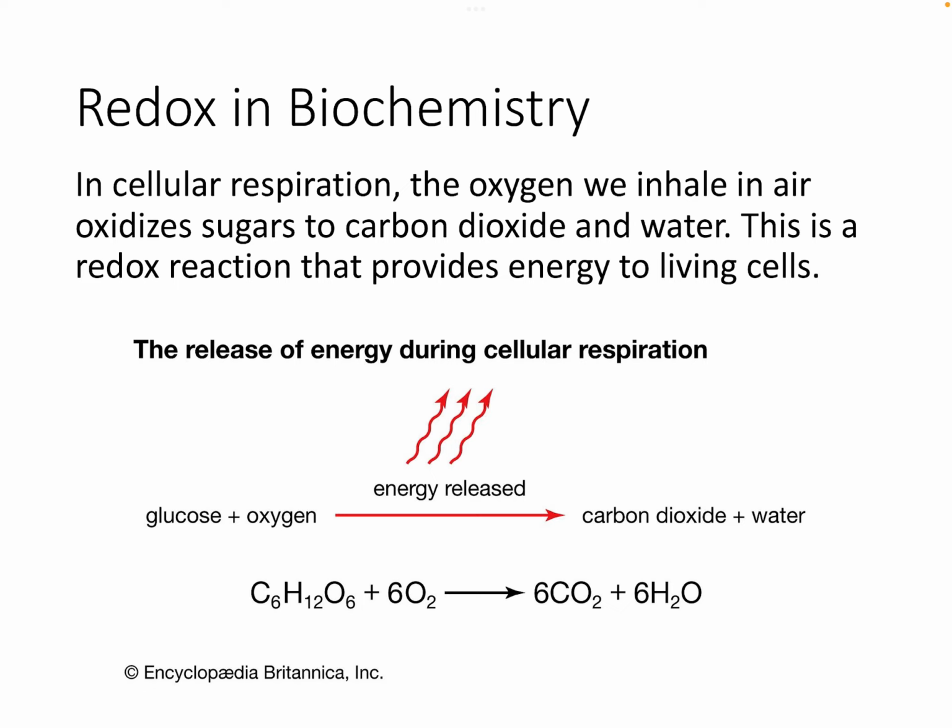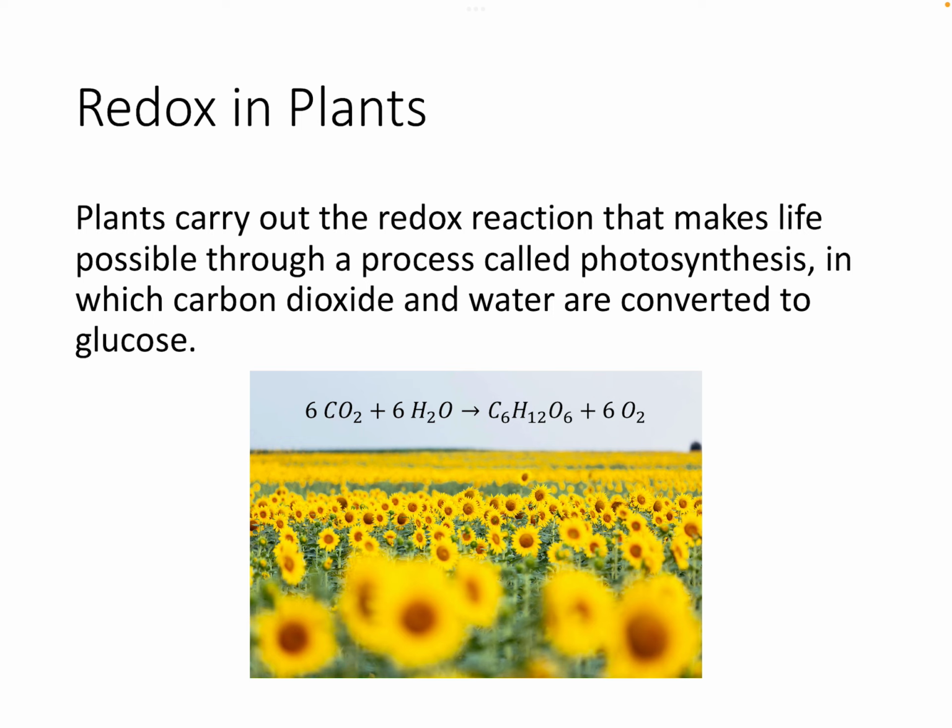So down below, I have that reaction listed. So glucose, which is a sugar, will react with oxygen and produce carbon dioxide and water. And again, this is a redox reaction. So electrons are exchanged and energy is released during this process. Now, the opposite is also true. So plants actually carry out redox reactions that make life possible. And this is through a process called photosynthesis.